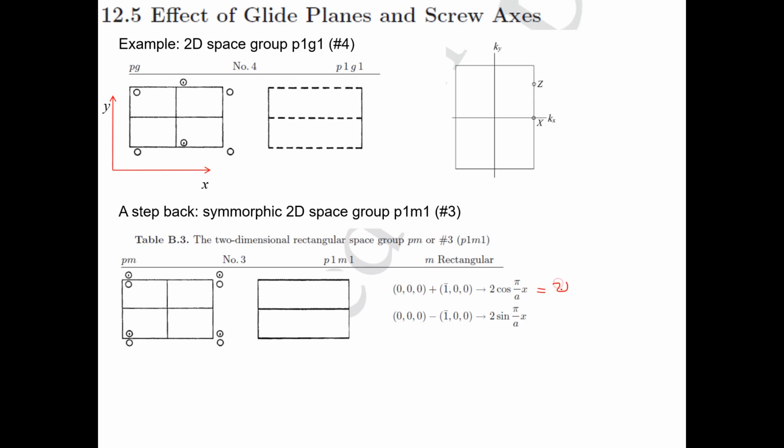Let me call this psi plus, and the odd under inversion solution gives me a sine, and let me call this psi minus. Okay, so let's assume this is given to us.